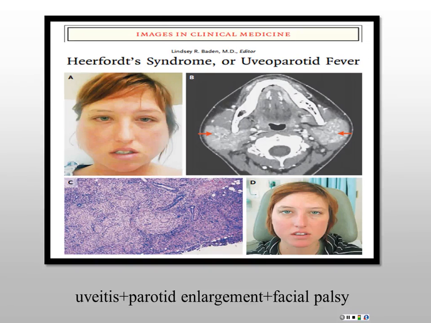The other syndrome is Heerfordt syndrome. Usually it's uveitis with parotid enlargement and facial palsy, and you can treat with corticosteroids in this case. But you have to remember these two entities from sarcoidosis.